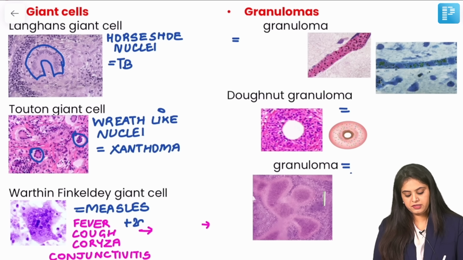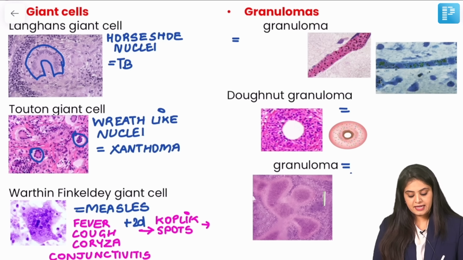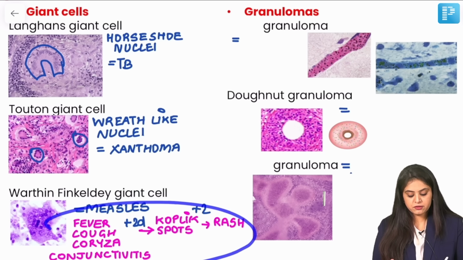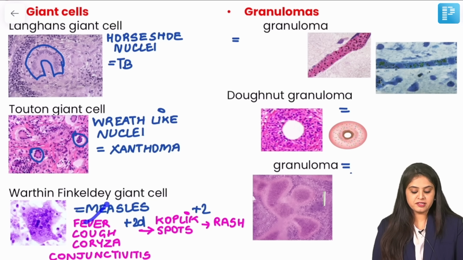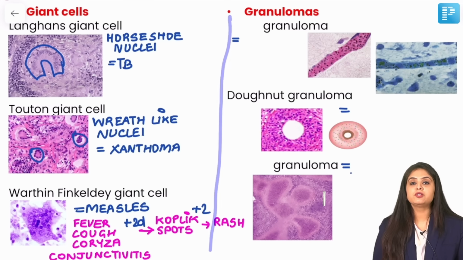After 2 days of this, they will say the child has had buccal mucosa spots called Koplik spots, and another 2 days later, they will say the child is now coming up with rash. So if you have this kind of a history, you anyway know it's measles, and you will mark Warthin-Finkeldey giant cells. So once the giant cells are done, now we move on to granulomas.